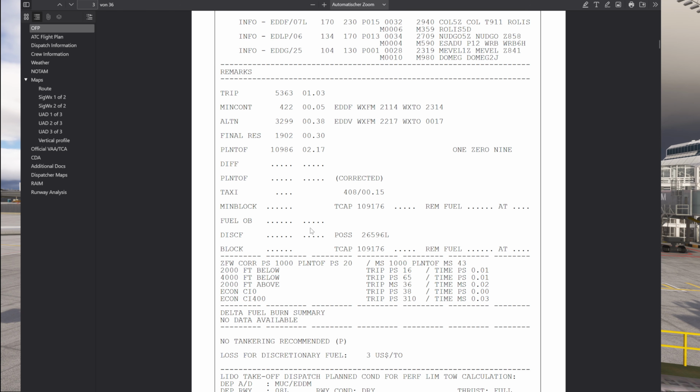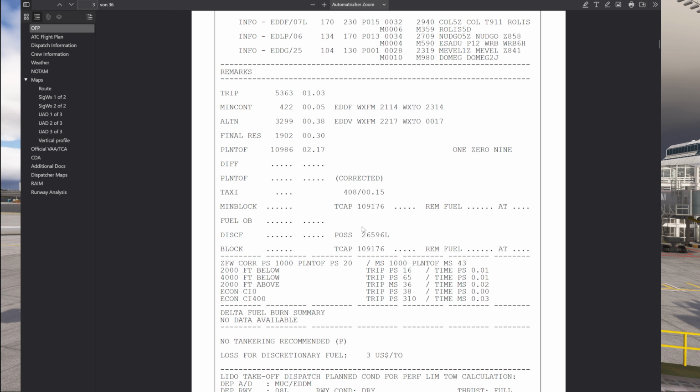So with this piece of information available, we would now make a decision on the fuel quantity that we actually want to carry, and then submit that to the airline. And that is basically the last thing we do from checking our flight plan.